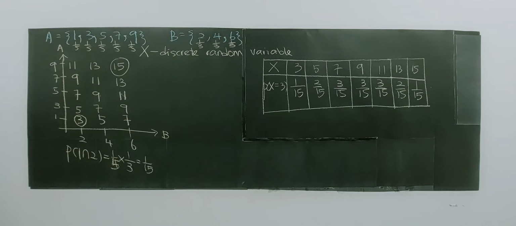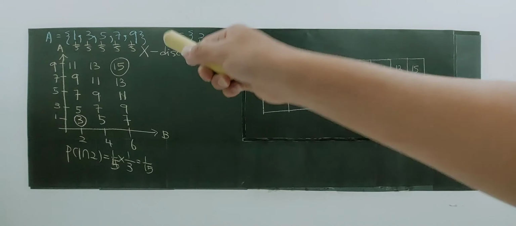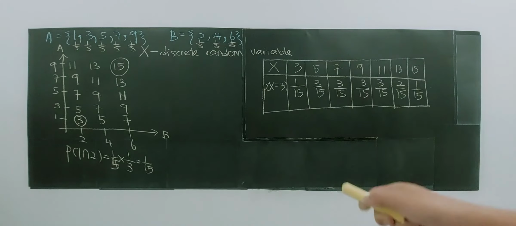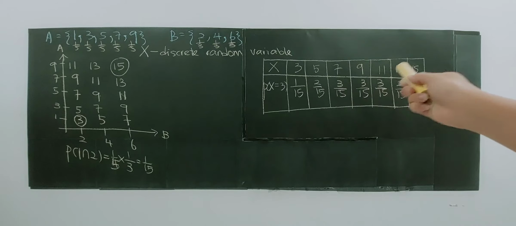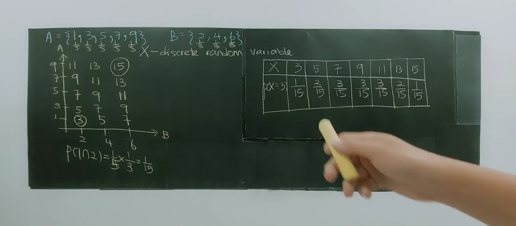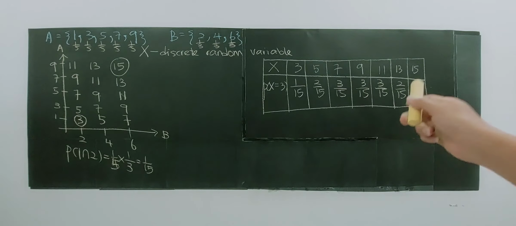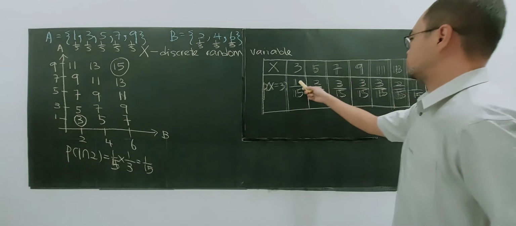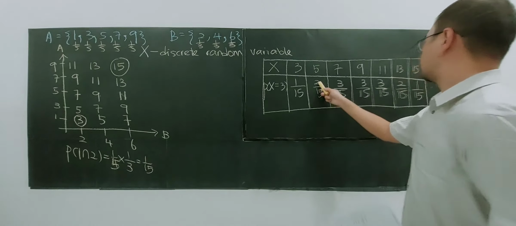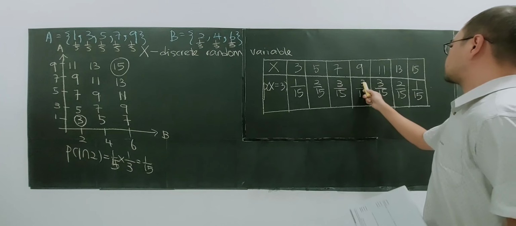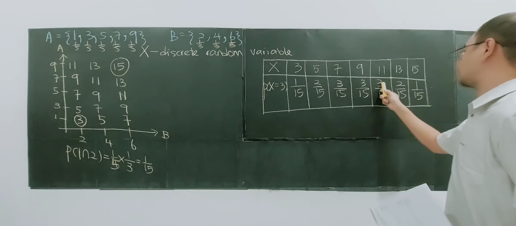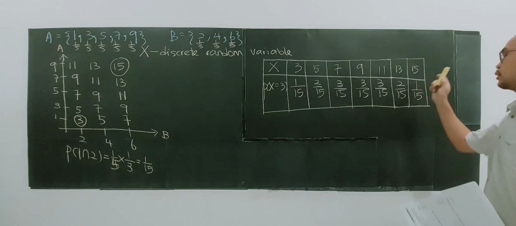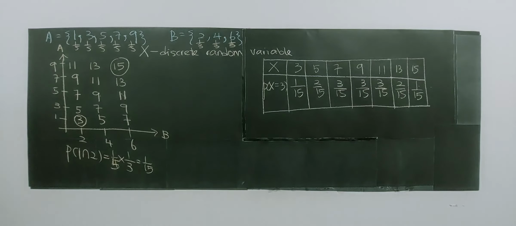It should be understood that x is a discrete random variable. Can you see that? It has finite, countable values, and you add up all the probabilities here. You have 1 plus 2, you have 3; 3 plus 3, 6; 6 plus 3, 9; 9 plus 3, 12; 12 plus 2 plus 1, you have 15 over 15, which gives you 1. So it's confirmed that x is a discrete random variable.